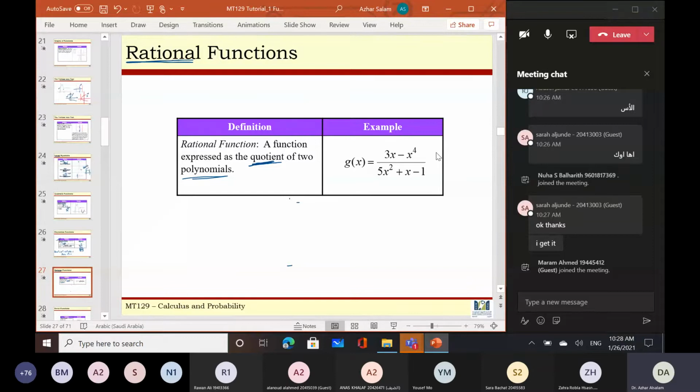It could be just a number or a constant. The most important thing is that I have a variable in the denominator.